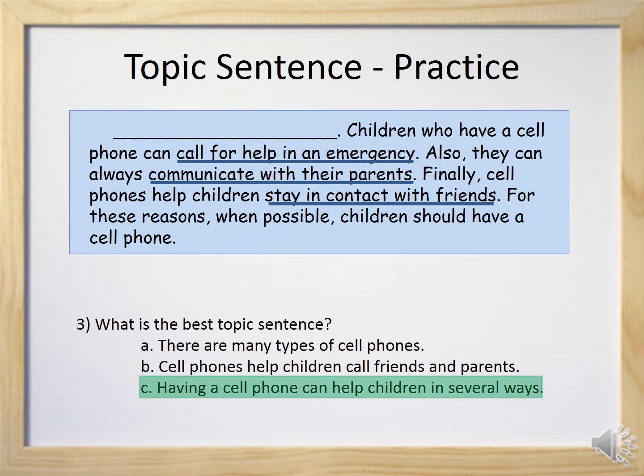Now, why can't the answer be A? There are many types of cell phones. Well, does the paragraph discuss types of cell phones? No, it doesn't discuss types of cell phones, so A cannot be the topic sentence of this paragraph. And what about B? Cell phones help children call friends and parents. Well, two of the detail sentences do support this topic sentence, but there's one more, which is detail sentence 1, about calling for help in an emergency. That detail sentence does not support topic sentence B. It does support topic sentence C. Remember, all detail sentences need to explain and support the topic sentence. So the correct answer is C.